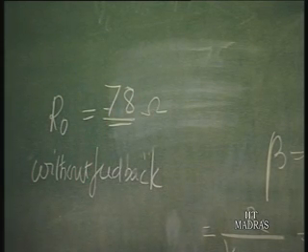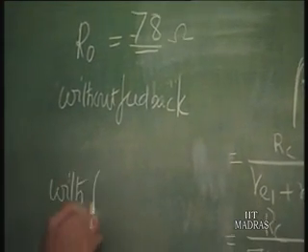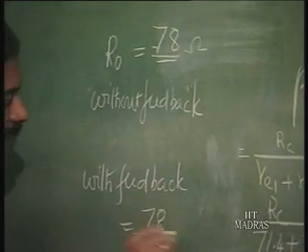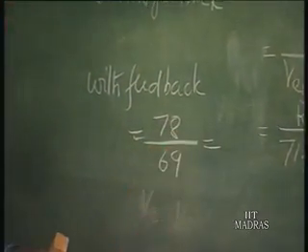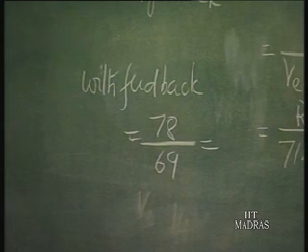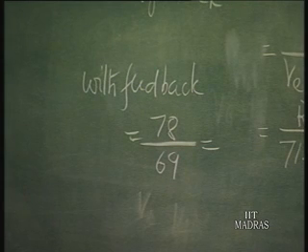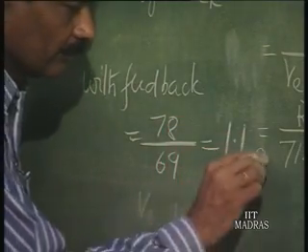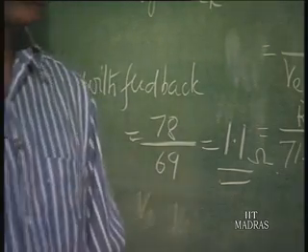Right. So, this has to be divided by 1 plus loop gain, with feedback 78 divided by 69 ohms. How much is this? Very nearly 1 ohm, and that is the output impedance. 1.1. So, this is the kind of output impedance of the structure.